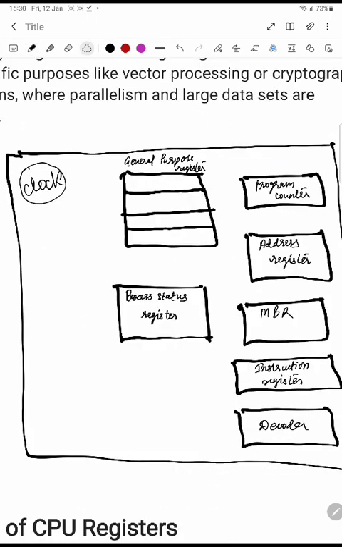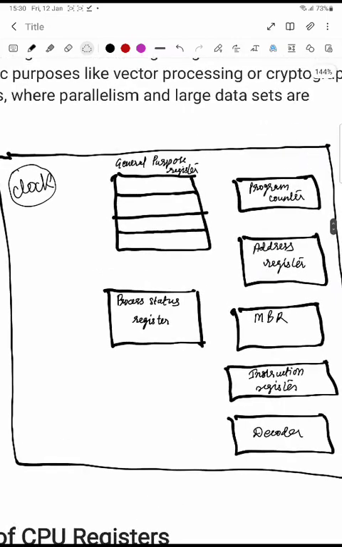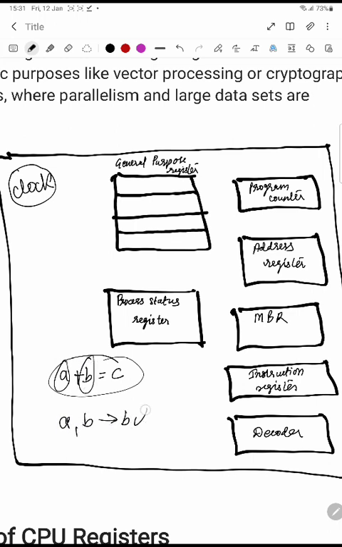Okay. Now let us see how the registers work in the computer system. So let us start first with our general purpose register. General purpose register is the register which stores the operands in the form of bits. For example, we are doing an operation a plus b is equals to c. What are the operands in this operation? The operands in this operation are a and b. So a and b will be stored in the form of bits in the general purpose register.